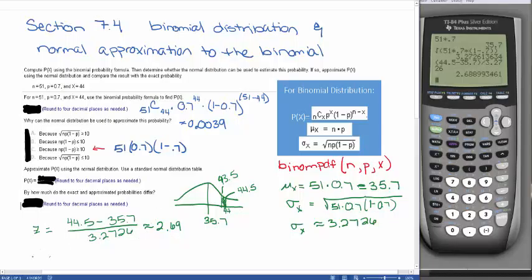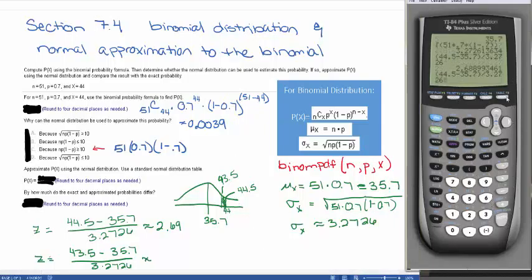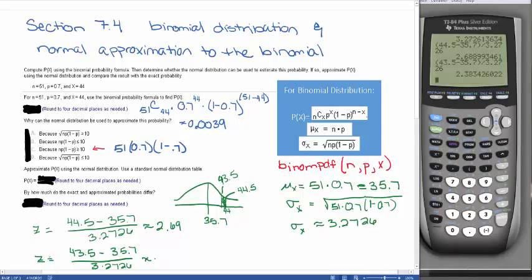All right, our next z-score, for our lower number, is going to be 43.5 minus 35.7 over that standard deviation of 3.2726. I'm going to be a little bit lazy here on the calculator. I'm going to do second enter, pull up my last entry, and change that from a 44 to a 43. And we're going to get 2.38. Again, I'm only going 2 places because this is a z-score. So 2.38. And now we're going to look this up.